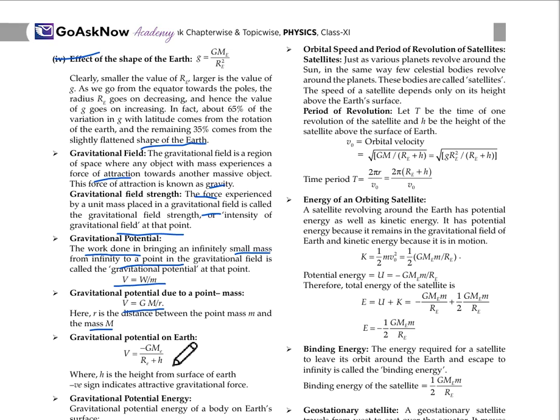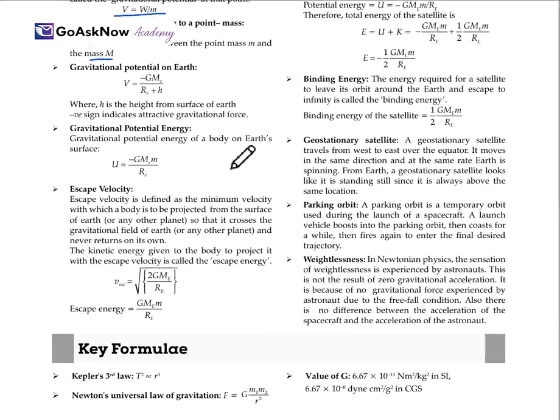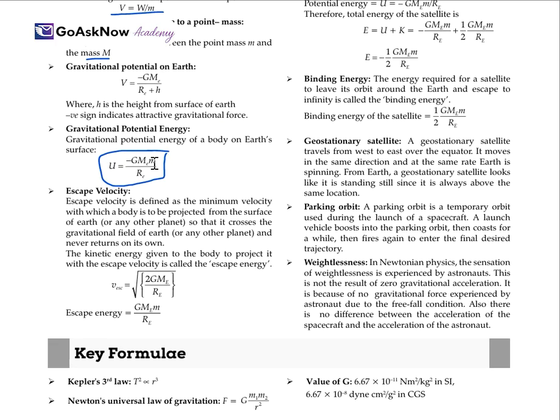Gravitational potential on Earth: V will be equal to minus GM_e upon (R_e plus h), where h is the height above the surface, and the negative sign indicates that the gravitational force is attractive. Now, gravitational potential energy. The gravitational potential energy of a body on the Earth's surface will be U equal to minus GMm upon R_e. This is the gravitational potential energy equation.